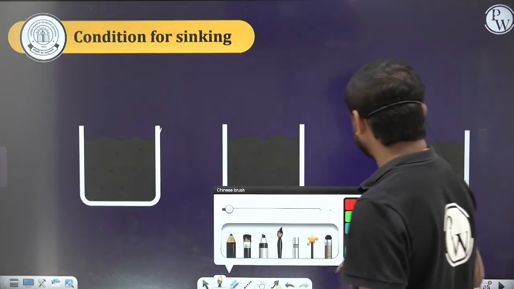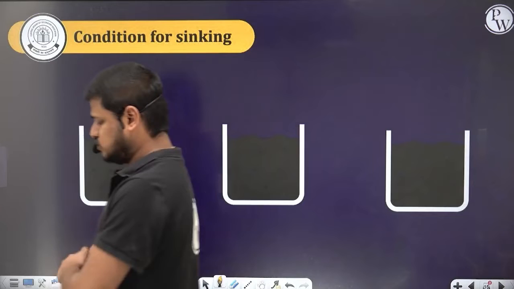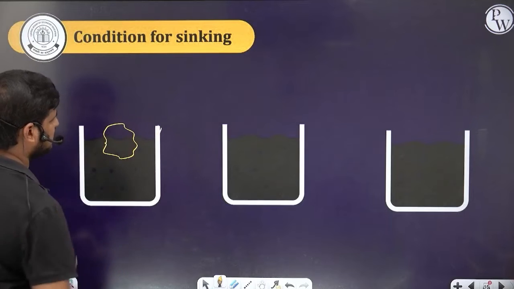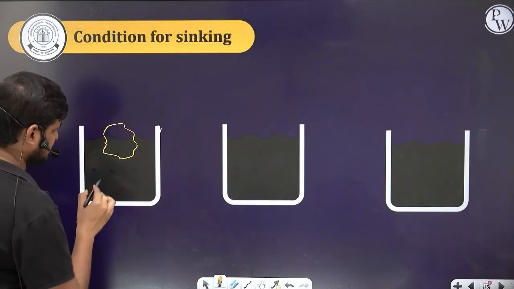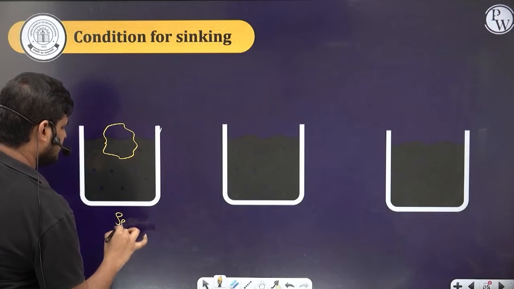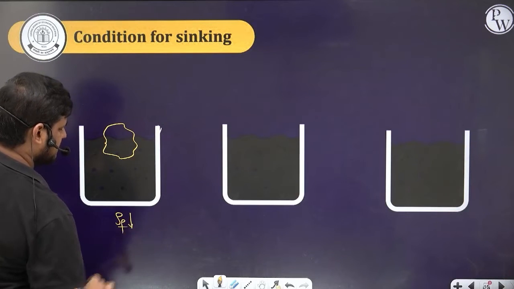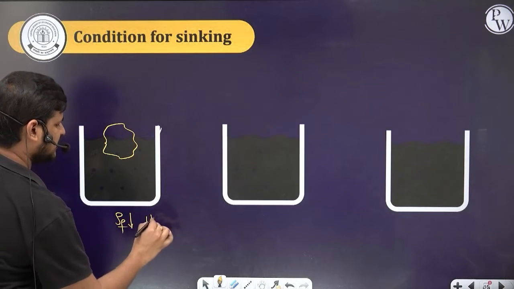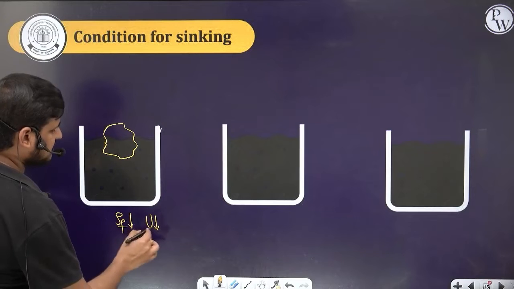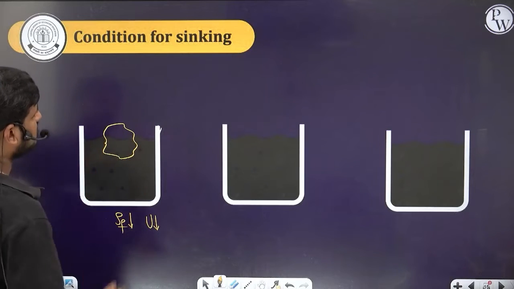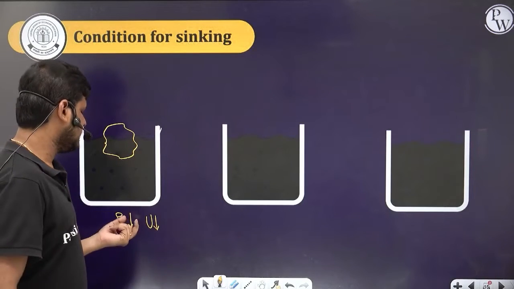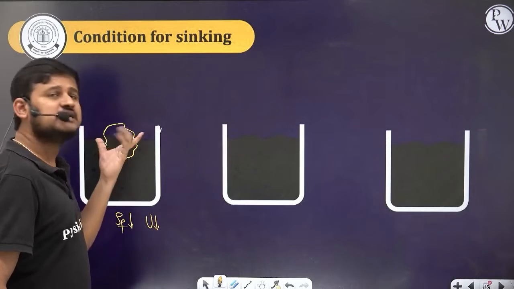Now, what is the condition for sinking? First, suppose this is a container in which an object or a stone is placed like this. Let's consider the density of the fluid is less, and then the upthrust will also be less. As the upthrust is less, the body will not sink completely. The body will sink but not completely.